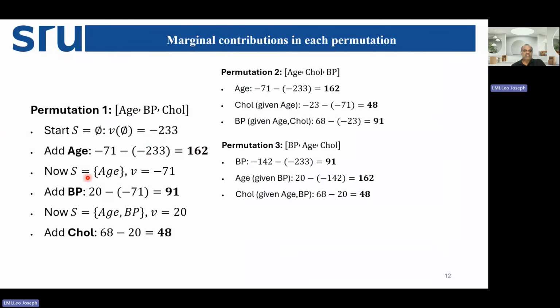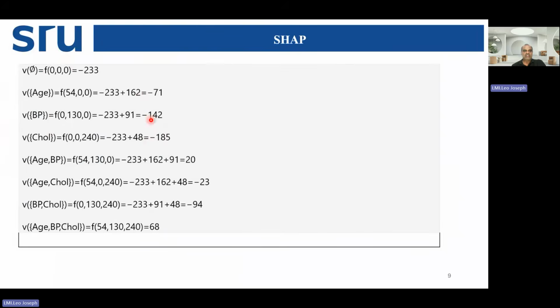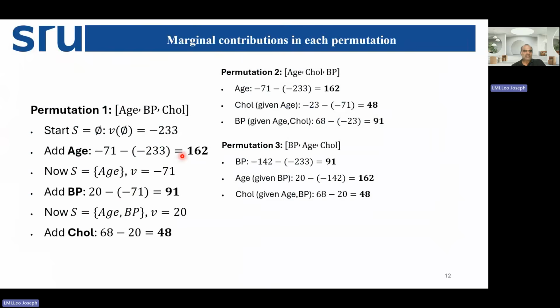Next, now S is equal to age, so V is equal to minus 71. This will come into picture. Earlier it was the empty set; now this computation will come into picture. Now adding BP. BP is nothing but 20 minus 71. This will come. 20 is the value for age and BP here. You can see age and BP is 20. First age is added and now BP is added, so what value do you take? 20. So this 20 minus the earlier value, minus 71, V is now 71.